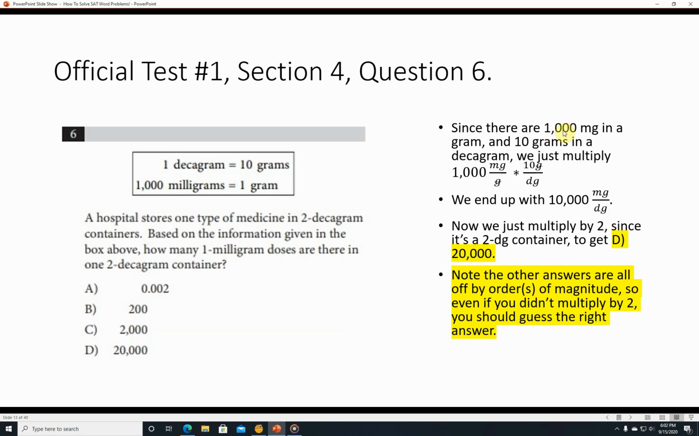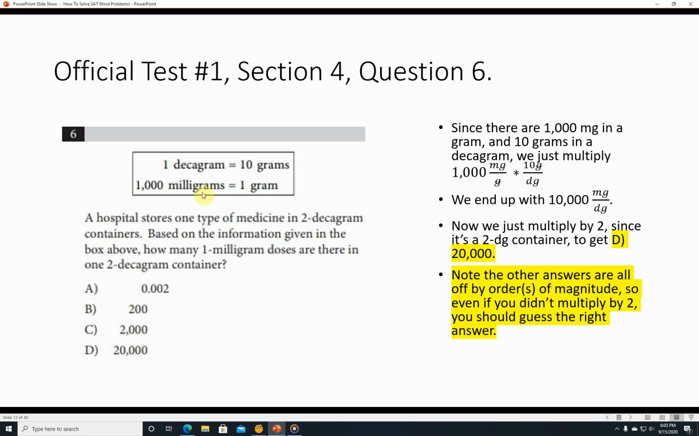So convert milligrams to grams to decagrams. Since there are 1,000 milligrams in a gram and 10 grams in a decagram, all we have to do is multiply 1,000 milligrams per gram times 10 grams per decagram, and we end up with 10,000 milligrams per decagram. Notice this is just like physics or chemistry class. You want to make sure the units cancel out. The grams cancel out, and we end up with 10,000 milligrams per decagram. Do we see that as an answer choice? Oh, we don't. It says a 2 decagram container. So we just multiply by 2 to get D, 20,000.